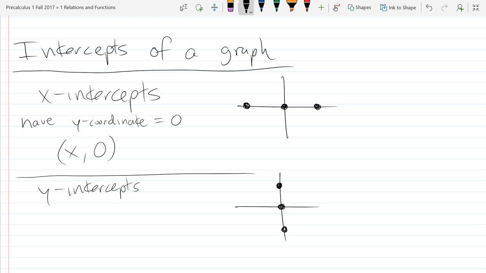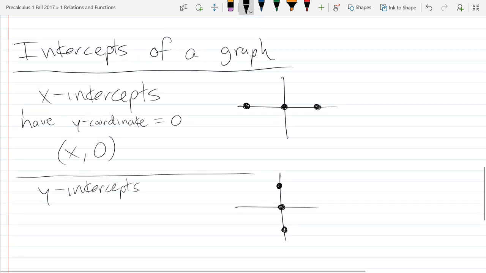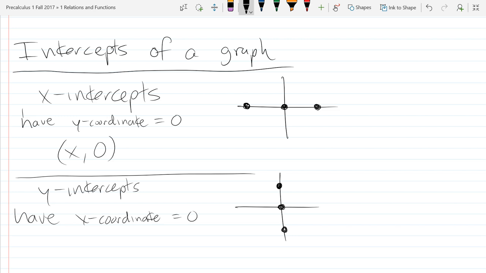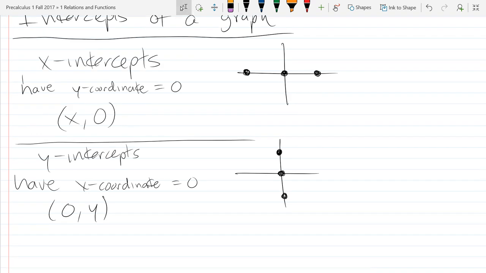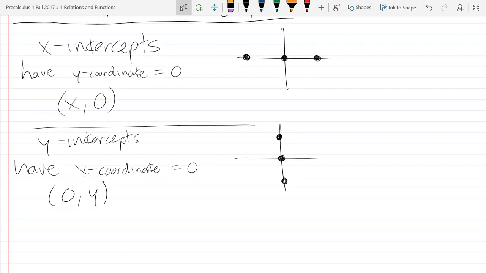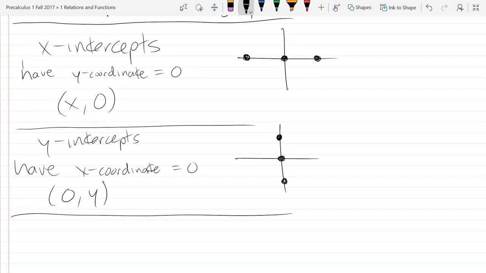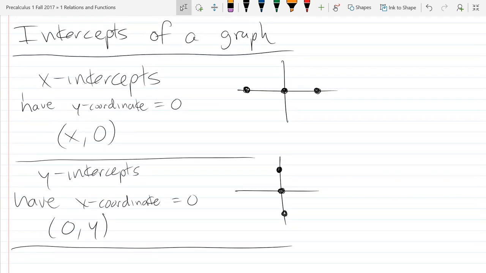So what property do all the y-intercepts have? That's right, they have their x-coordinate, or their horizontal coordinate, 0, so they don't move left or right at all. So they have x-coordinate equal to 0, and they're all going to be of the form 0 comma some y value. So those are how we know we're looking at intercepts.